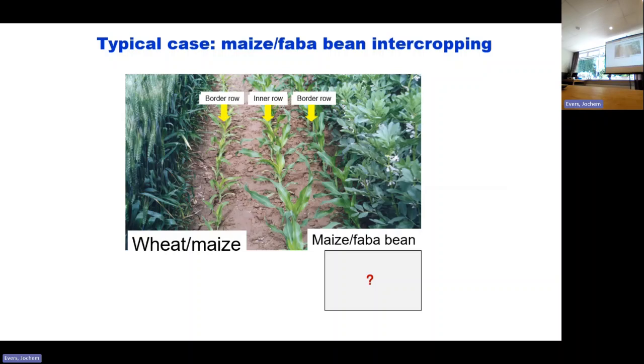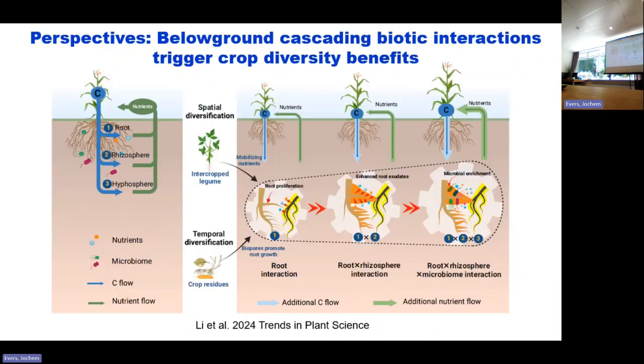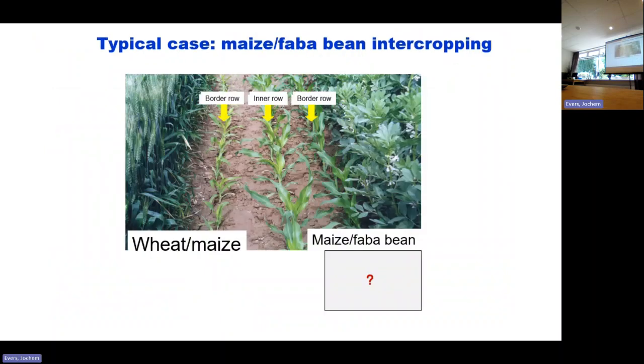Can we use this? Yes. In your previous slide, the figure mainly focuses on the benefit to maize from the legume, but does the legume also benefit from the maize? Yes, actually, the legume also benefits from maize, fixing nitrogen by nodulation. But here I did not go into details.